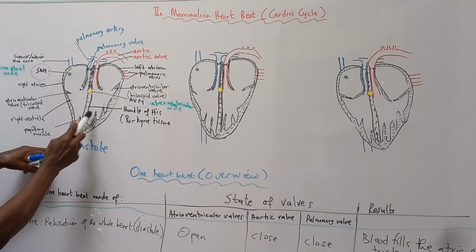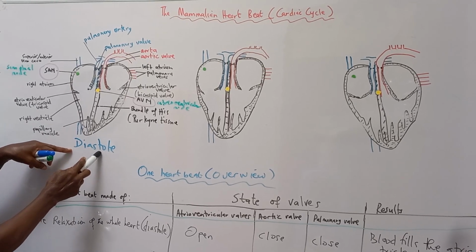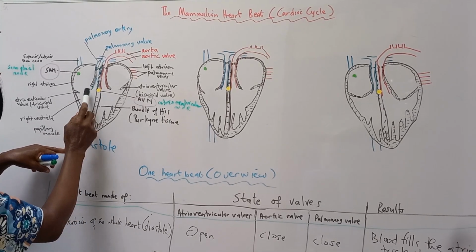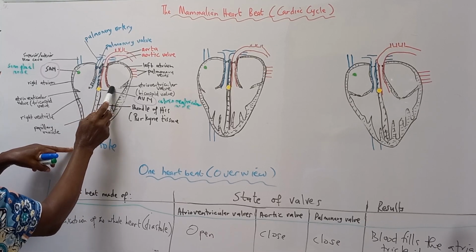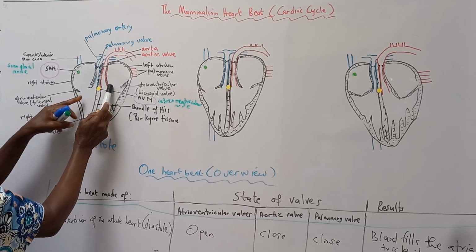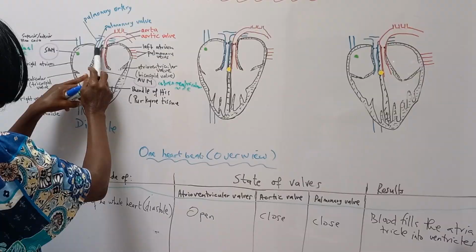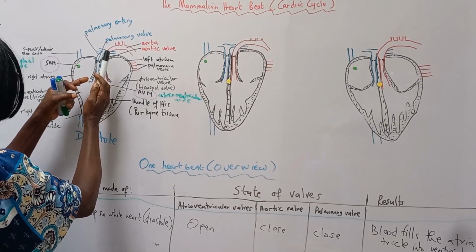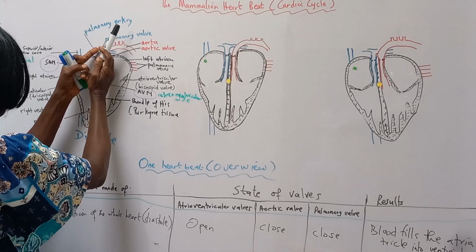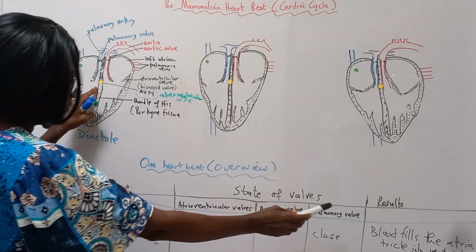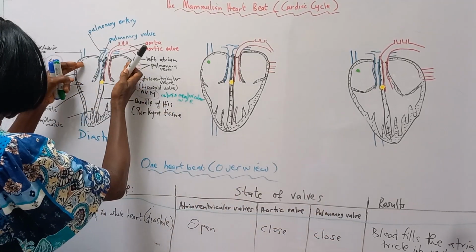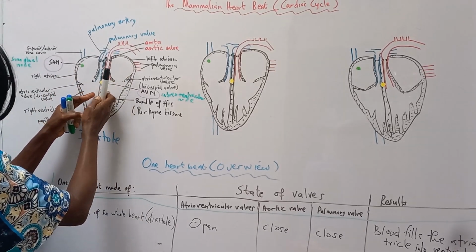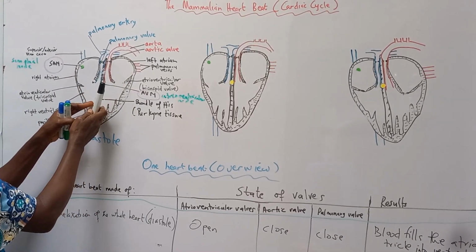So this diagram illustrates the state of diastole, where the whole heart muscle relaxes. The atrioventricular valves, the bicuspid and tricuspid, you see the valves open, and the aortic valve and pulmonary valve close to prevent blood flowing out. The result is blood fills the heart, much of it in the atria and some trickles into the ventricles.